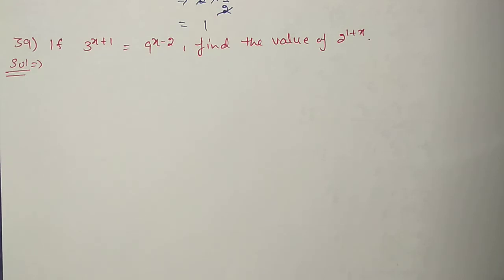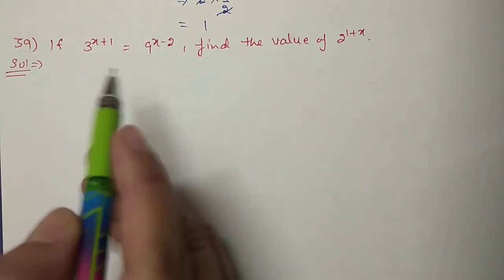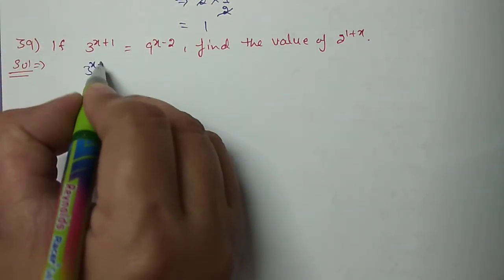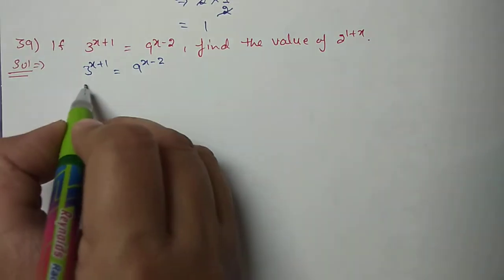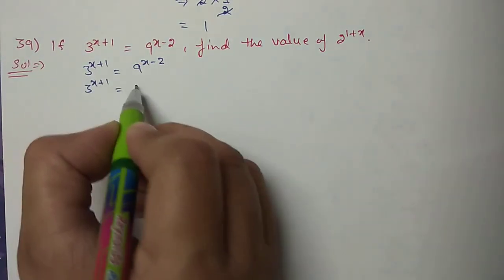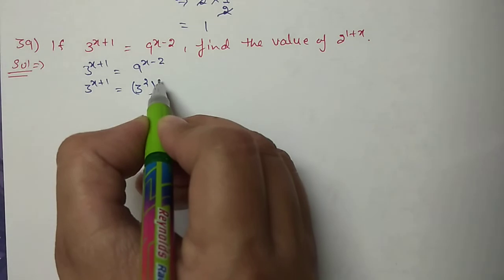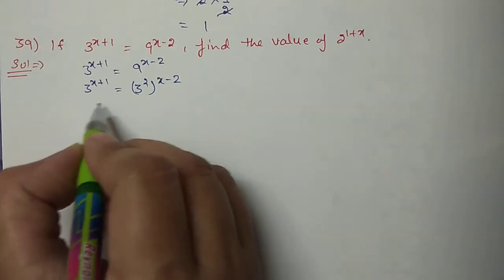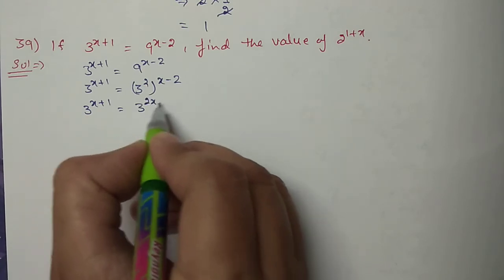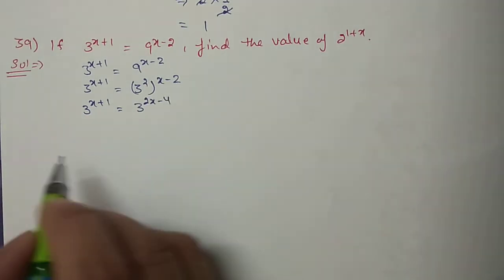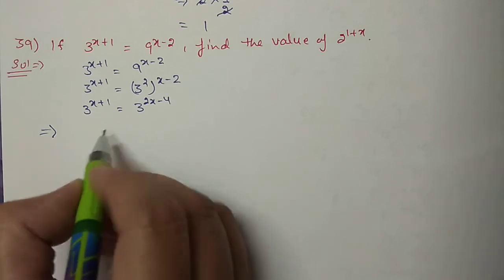Next, question number 39. If 3 to the power x plus 1 is equal to 9 to the power x minus 2, find the value of 2 to the power 1 plus x. So first we will compare these two. 3 to the power x plus 1, 9 to the power x minus 2. So 9 we can write as 3 to the power 2 whole to the power x minus 2, or 3 to the power x plus 1 is equal to 3 to the power 2x minus 4, multiplying inside. Now you can compare the power.